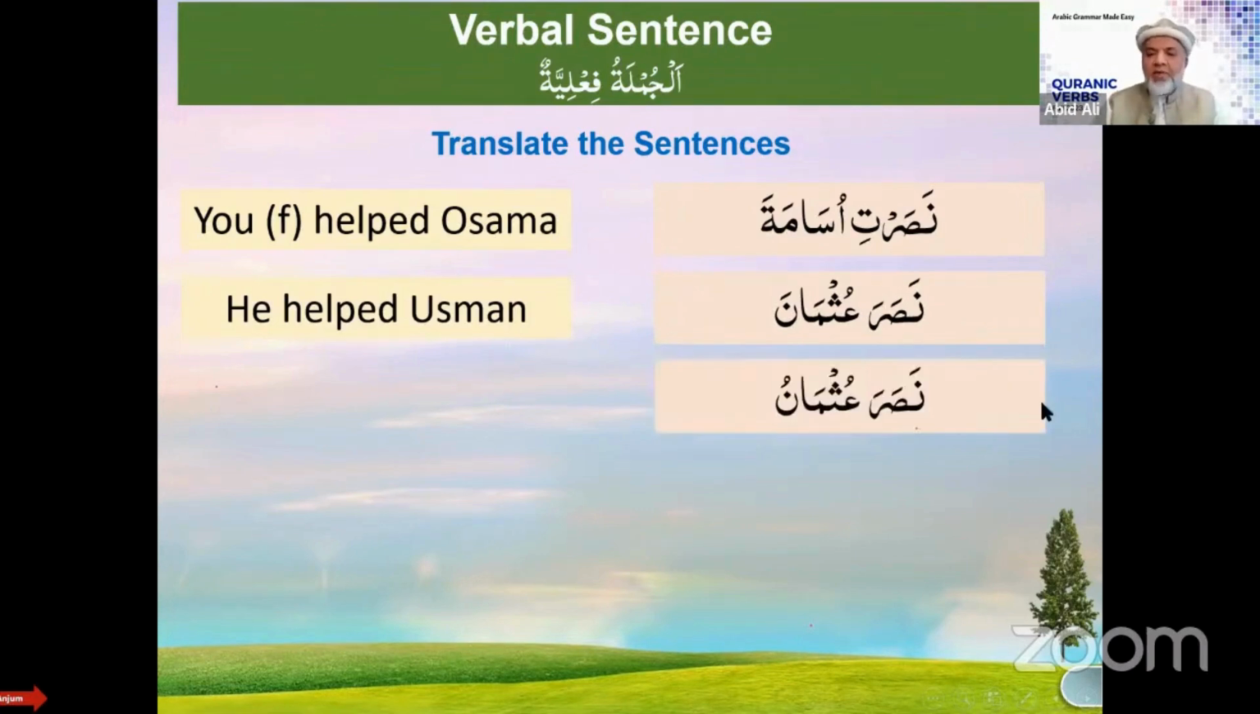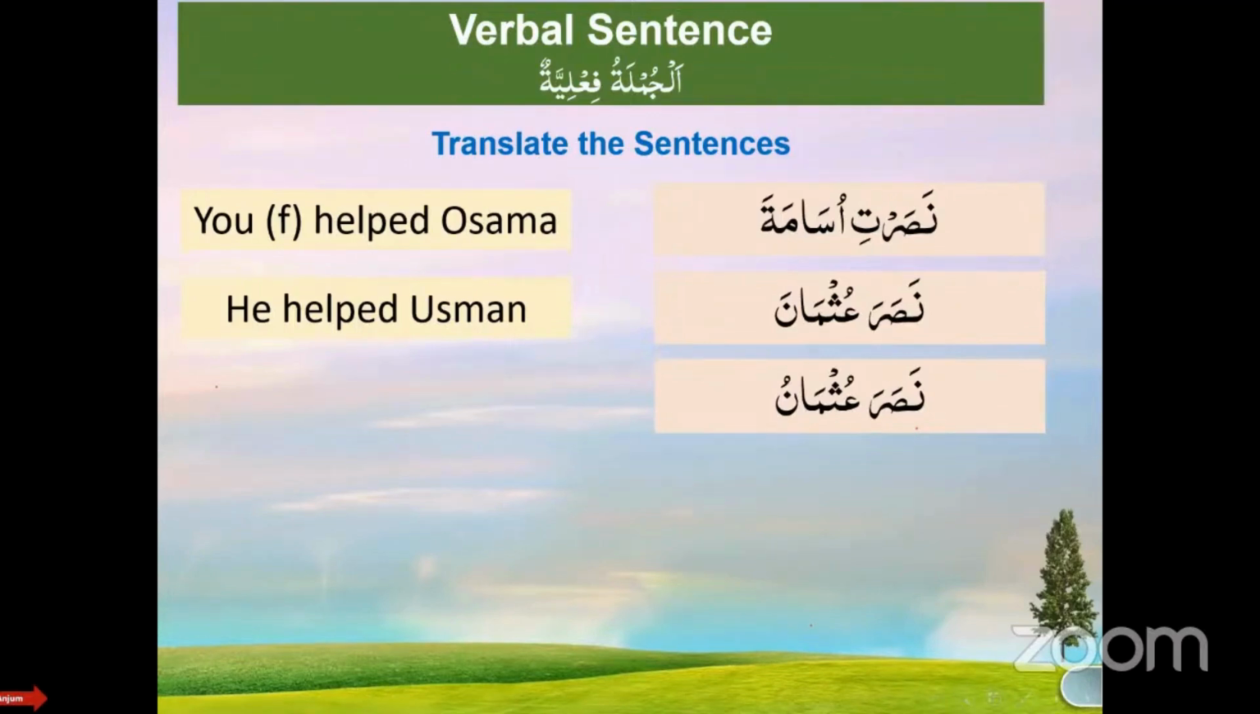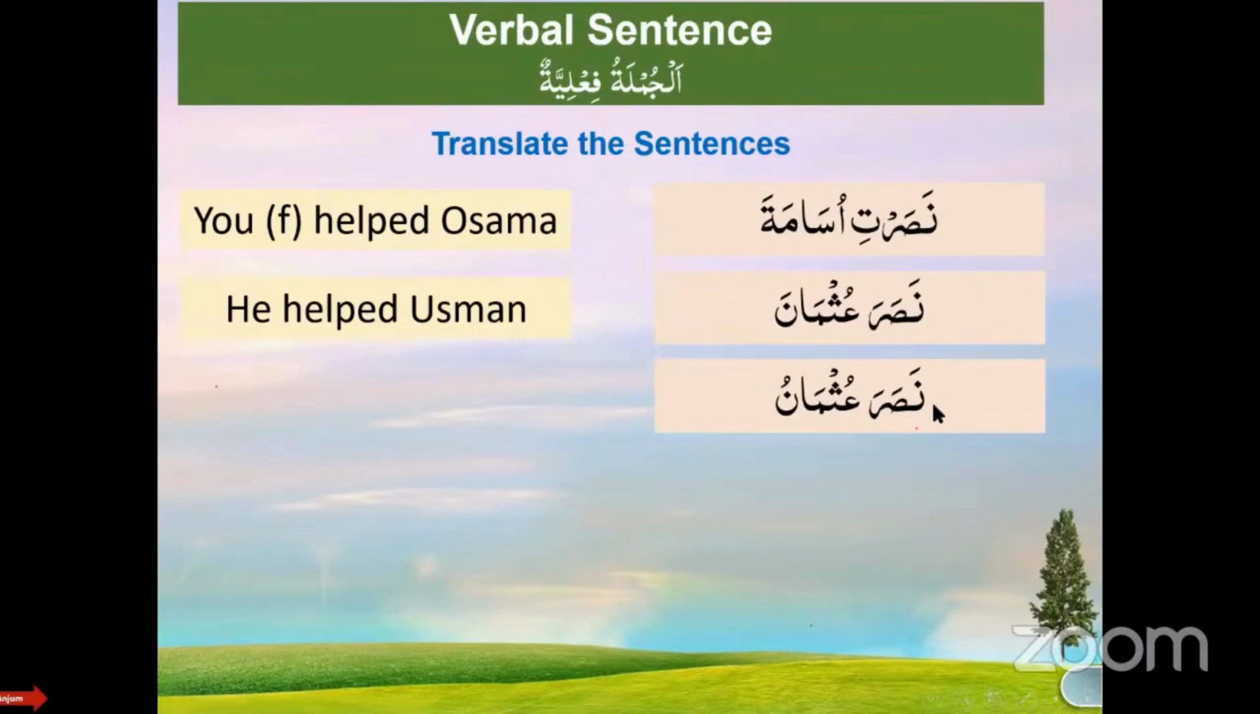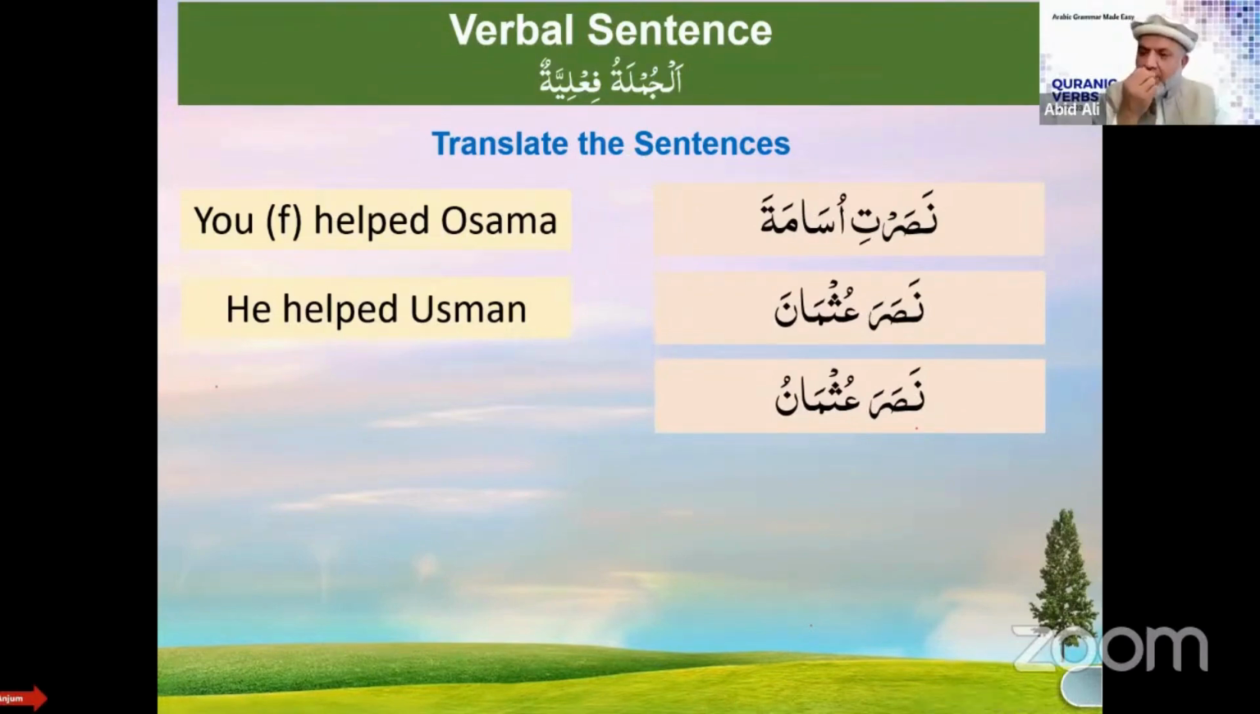Okay, brother Faiz, you had your hand up. Nasara Usmanu. They helped Usman. Okay, look, read again. I give you another chance. It's Nasara. What siga number is this? 3. Nasara is not 3, it's 1. Okay, Sister Anjum, please go ahead.